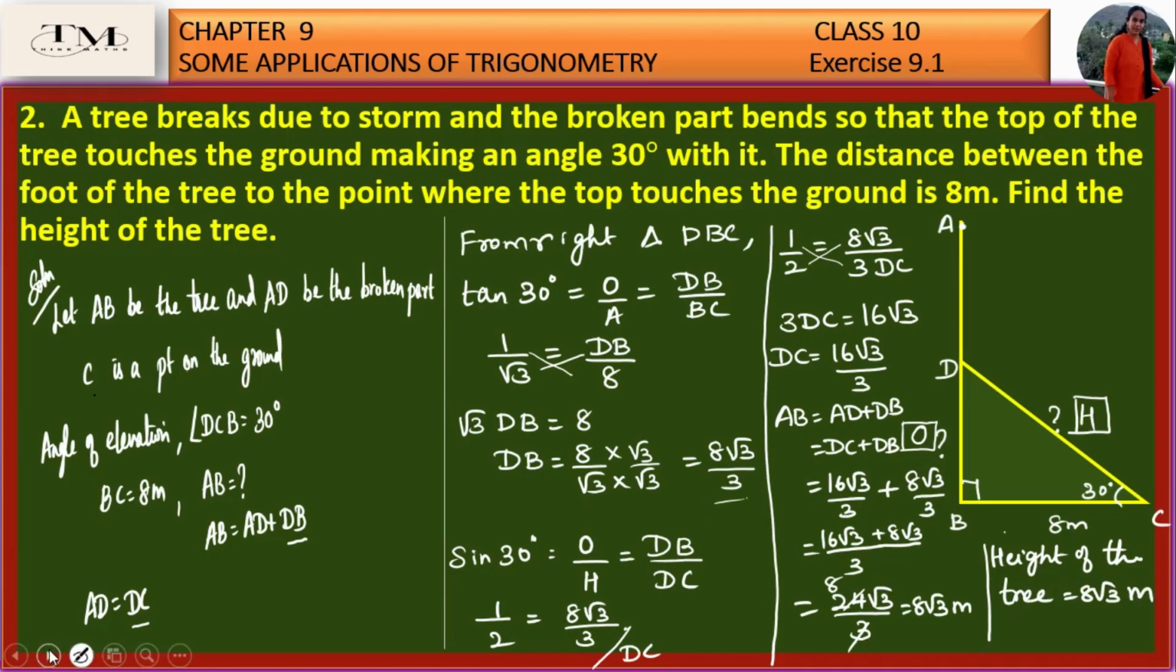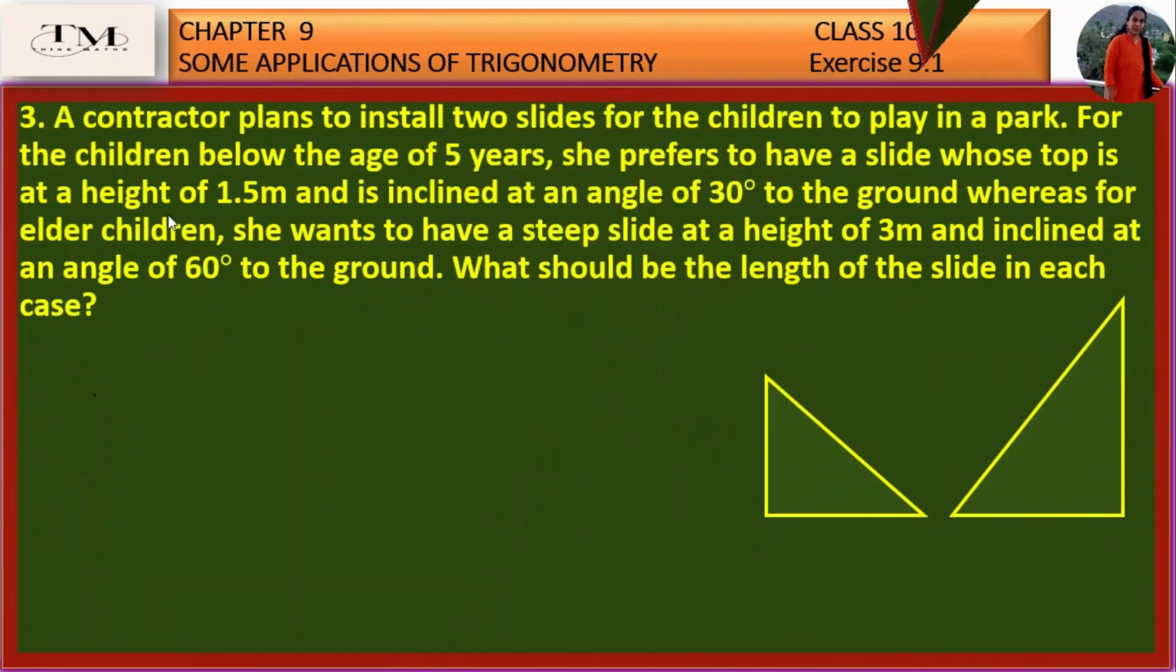So, moving on to the next problem, third one. A contractor plans to install two slides for the children to play in a park. For the children below the age of 5 years, she prefers to have a slide whose top is at a height of 1.5 meter and is inclined at an angle of 30 degree to the ground. Whereas for elder children, she wants to have a steep slide at a height of 3 meter and inclined at an angle of 60 degree to the ground. What should be the length of the slide in each case?